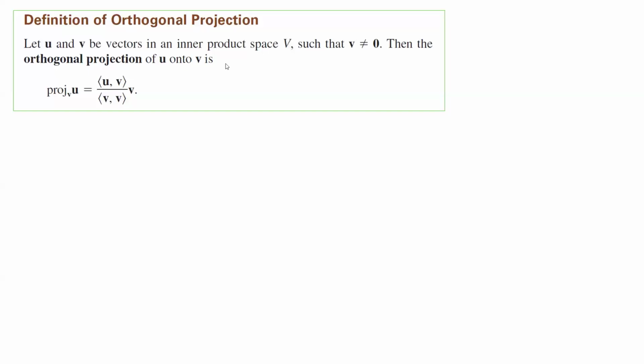Definition of orthogonal projection. Suppose u and v are vectors in an inner product space V. Suppose vector v is non-zero. Then the orthogonal projection of u onto v is defined as the inner product of u and v divided by the inner product of v by itself, multiplied by vector v.